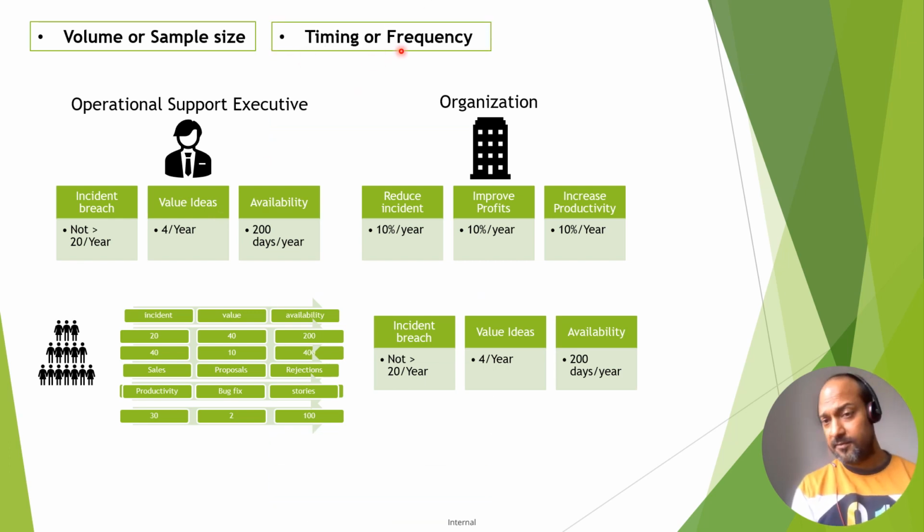Then the timing or frequency. When we are talking about timing or frequency, let's take the example of the assembly line we were discussing, that is producing cars, right? So we are saying during summer the production capacity is 80. During the winters, the production capacity is 100. And why is it so?